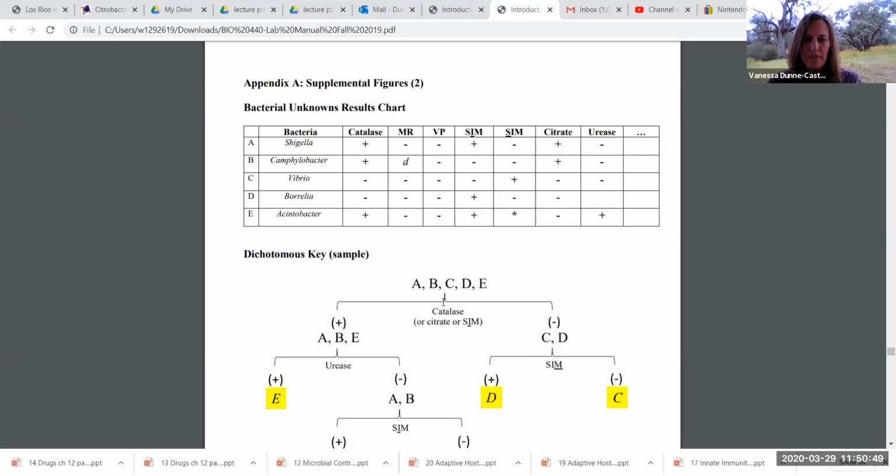Write down just one of them. You don't have to do what they've done. You're really just writing down one test. And then you branch it off and show which organisms test positive for that test and which organisms test negative.